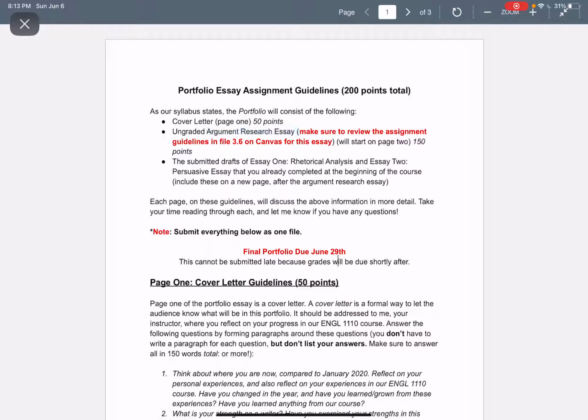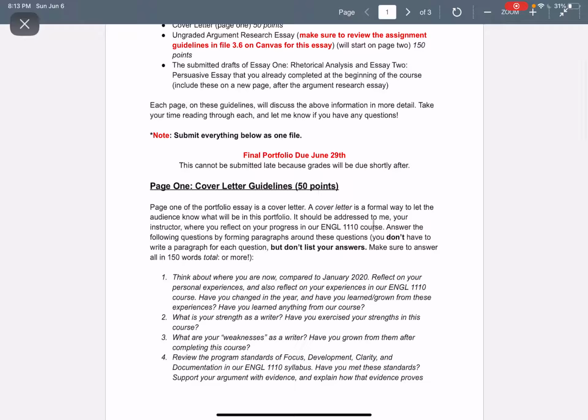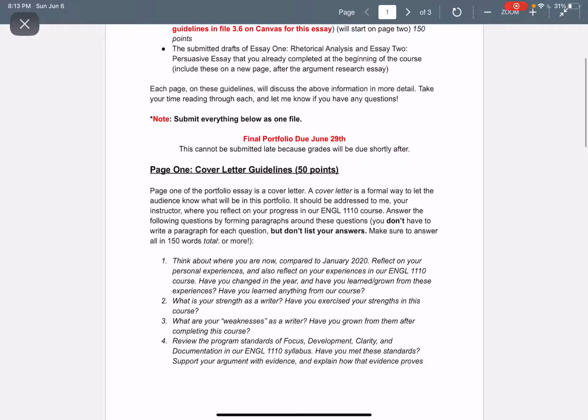That's important. So the final portfolio is due, and that's when the argument research essay is due with it. You're submitting all of these into one file together. The final portfolio is due June 29th. We have to be strict with that because grades are due shortly after.